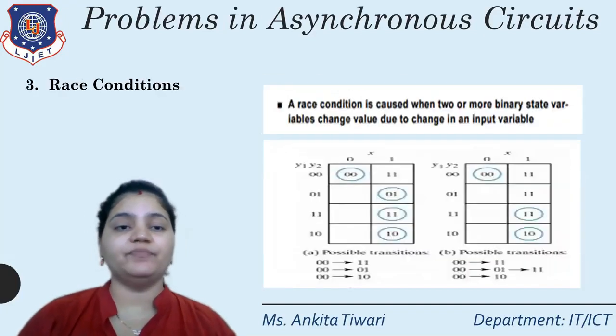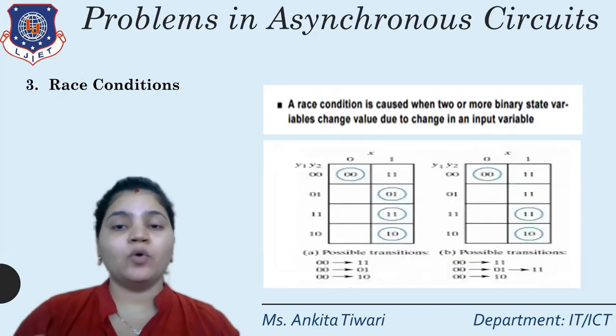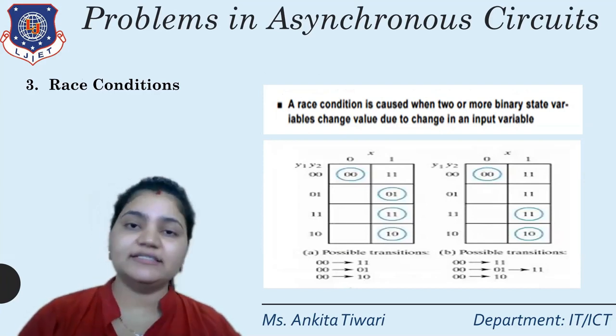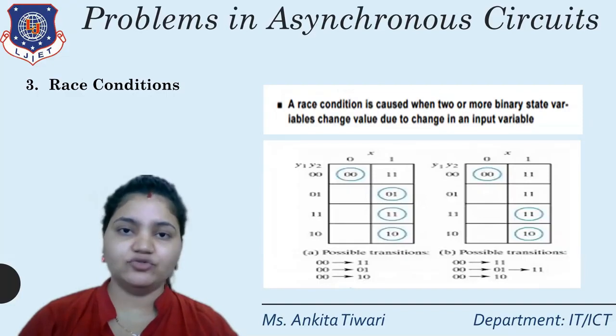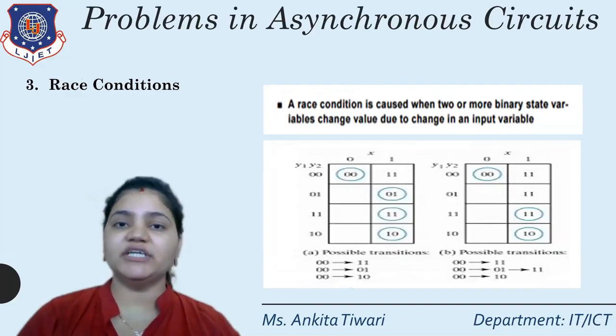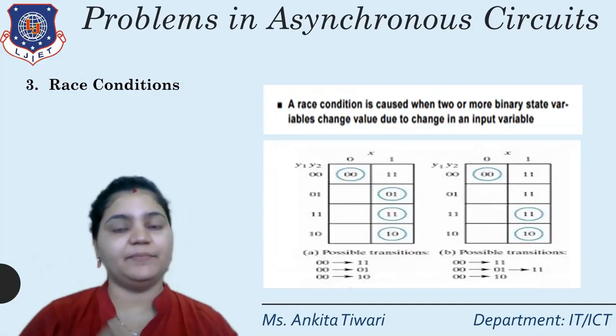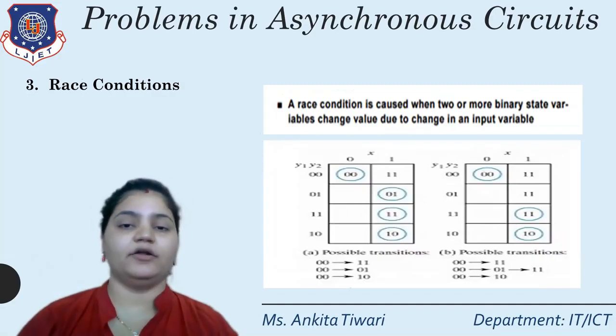The third type of problem that we have is the race condition. This occurs when two or more binary states try to change the value at the same time, because when we change the value, we put it in the memory. That means we are accessing the memory at the same time. At that time a race condition can occur.